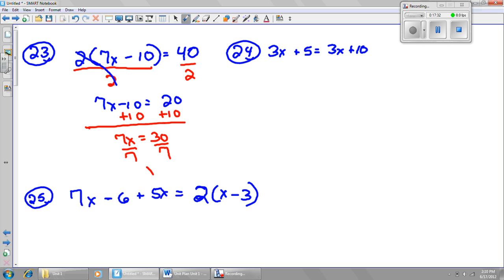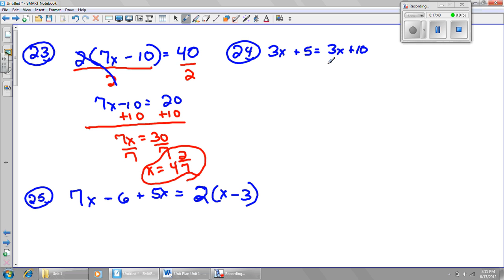X will equal, 7 goes into 30 4 times. It's too short because it's only 28. And I divide by 7, 4 and 2 sevenths. Okay, this one is an interesting one.